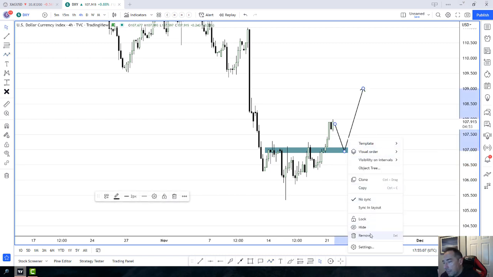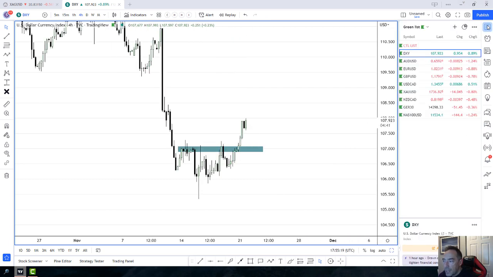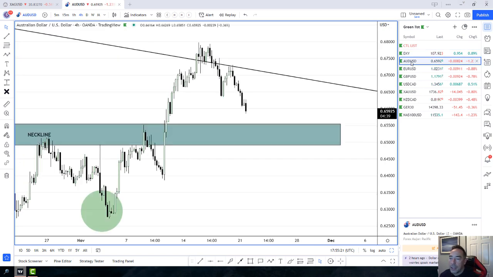So yeah, tomorrow, obviously today's been bullish. Tomorrow, maybe some weakness on the dollar, back to 107, then looking for more buyers to come in, taking it up to 109. That's my kind of forecast for the US dollar.